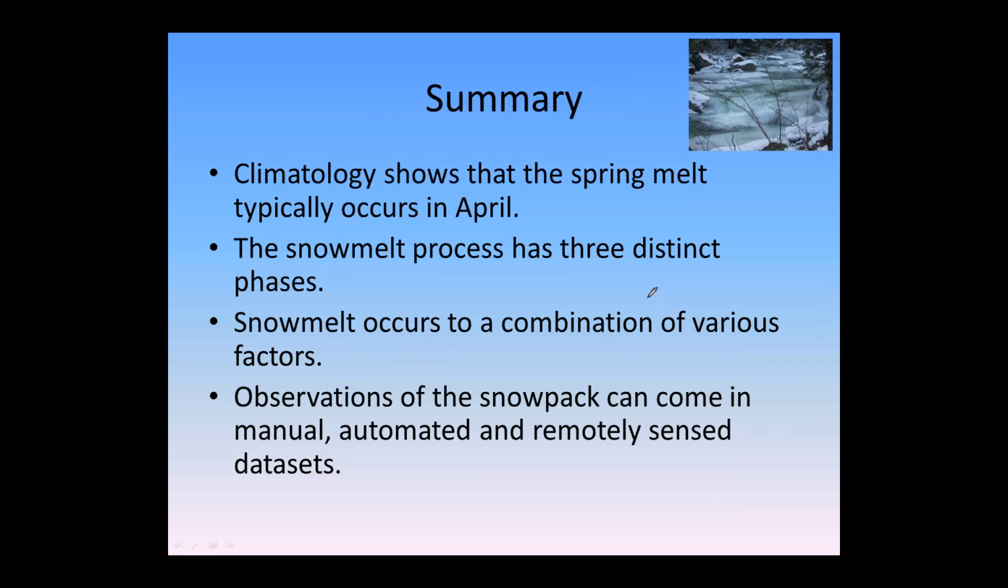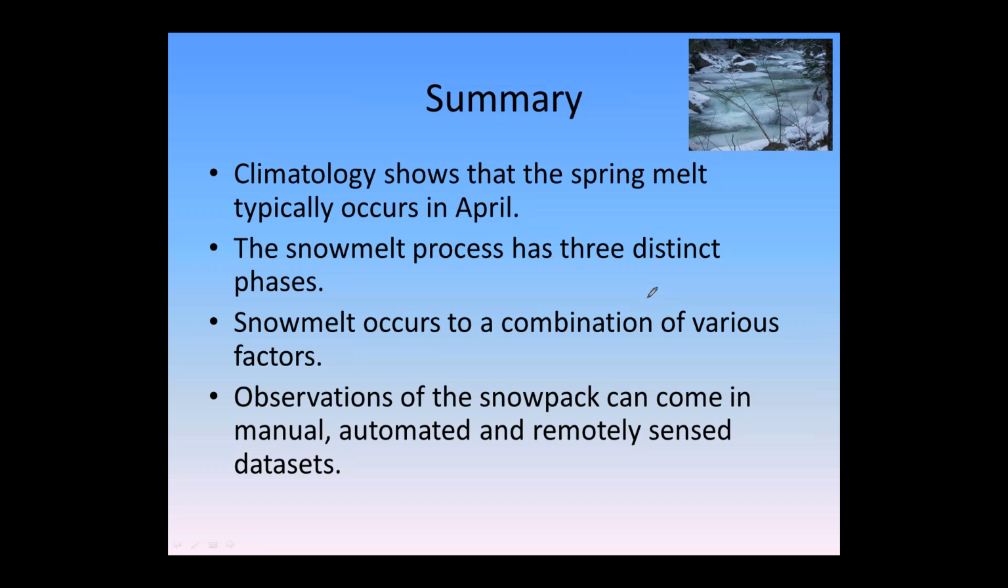So in summary, as I wrap up the last few slides, the climatology shows that the spring melt typically occurs generally late March, but most particularly in April. The snowmelt process has 3 distinct phases. If you remember, the warming phase, when the snowpack temperature rises; the ripening phase, where the snowpack condenses and the water gets trapped in the snow pores, so a lot of water is trapped in there, but it's not releasing the water yet; and then the output phase, when the water releases out of the pack.